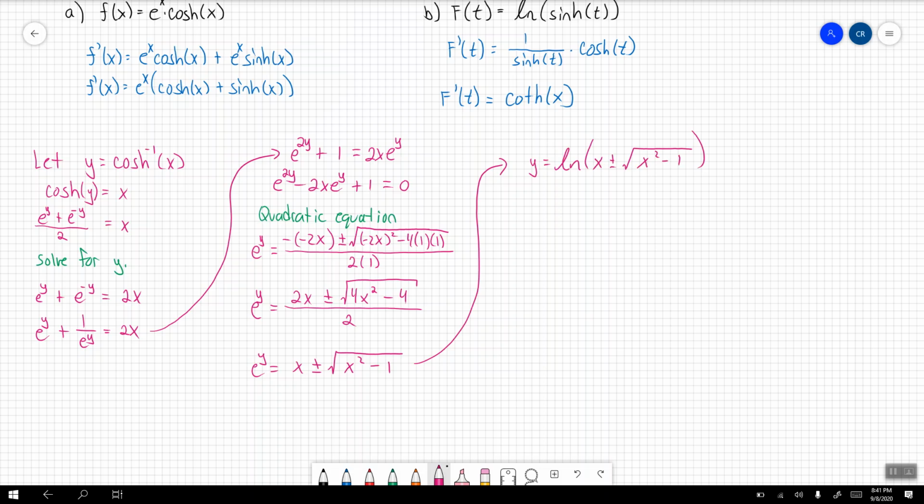As such, this formula will now give us insight into what y is. Because look, we now have two equations that are equal to y. By the transitivity property, they must be equal to one another. Thus, we get that inverse hyperbolic cosine is equal to the natural log of x, with a little domain restriction, x plus square root of x squared minus 1.